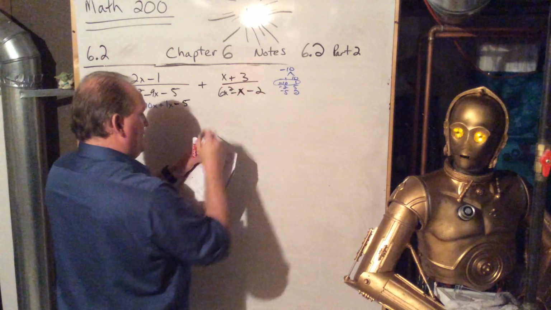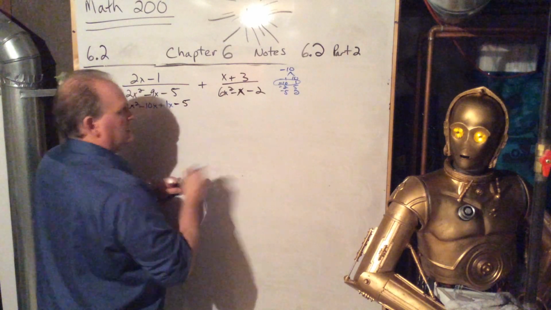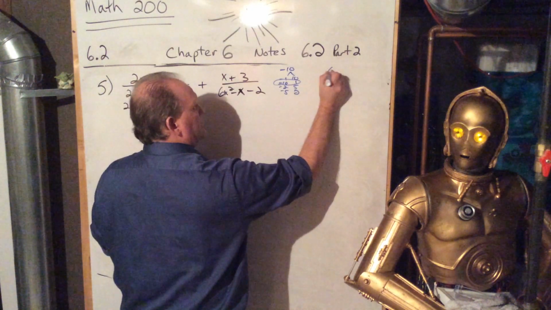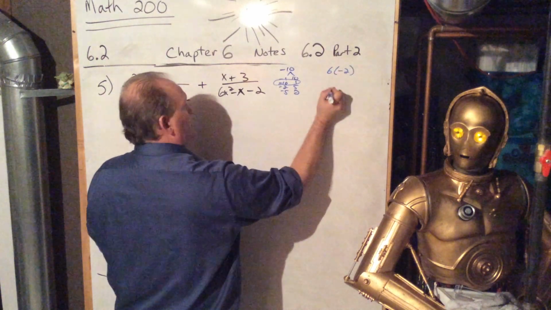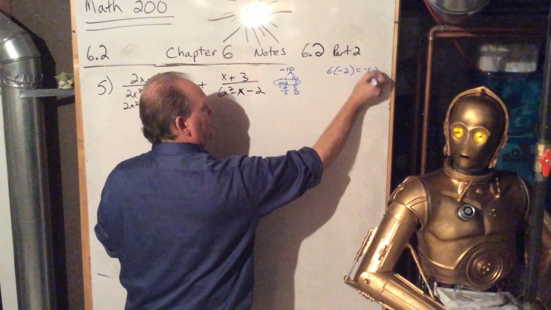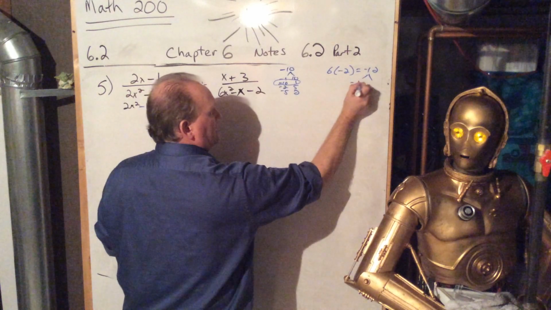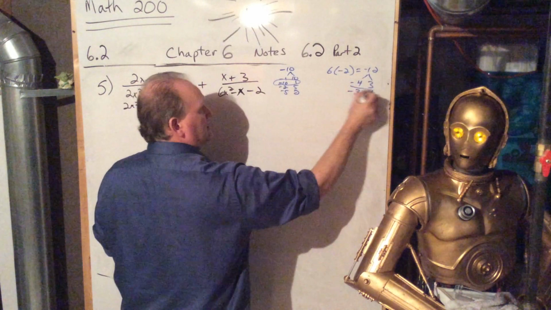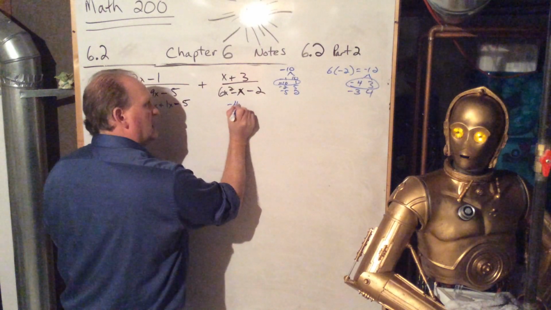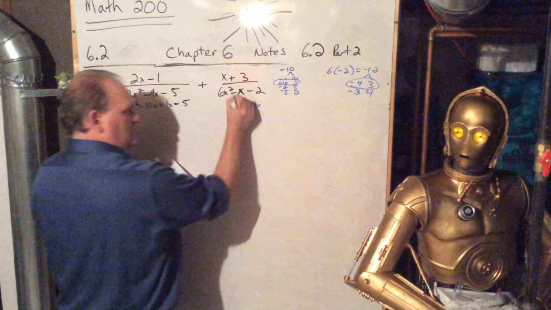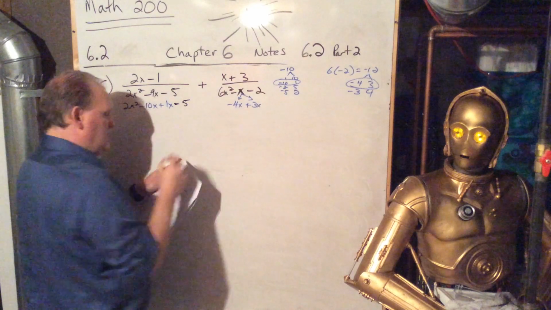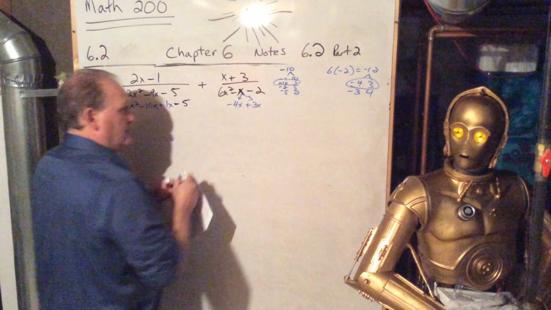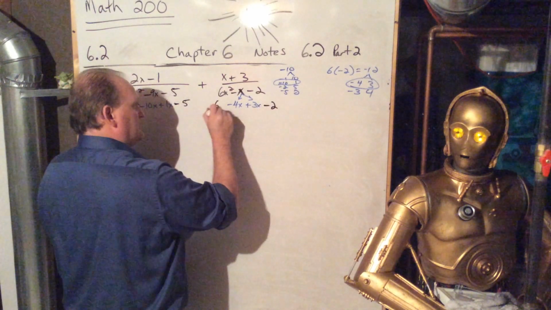All right. Here, we're going to take 6 times negative 2. That's going to be negative 12. And suspects for that, negative 4 and 3, negative 3 and 4. Oh, right there. Negative 4 and 3. Negative 4x plus 3x. Where that x used to be, negative x. And we leave the minus 2, and we leave the 6x squared.